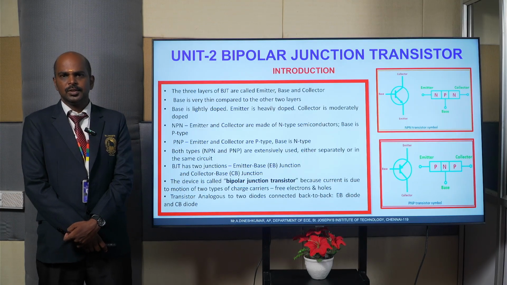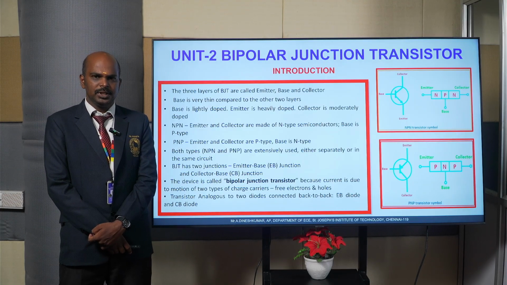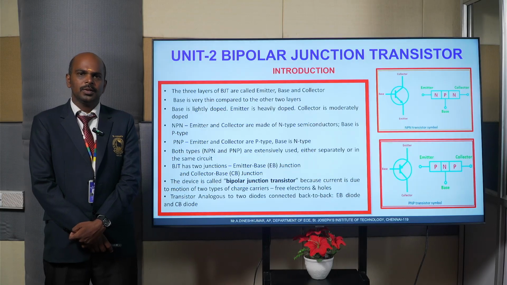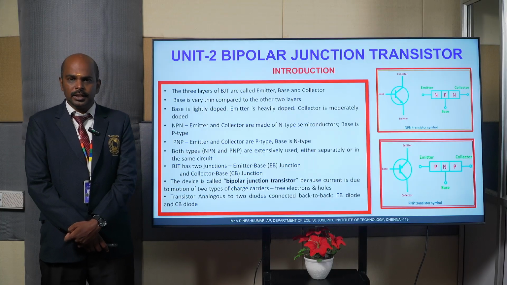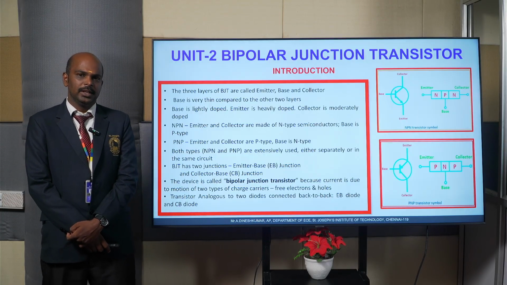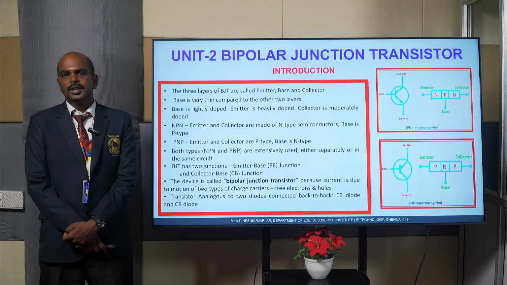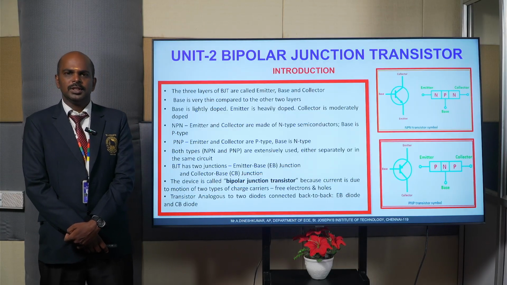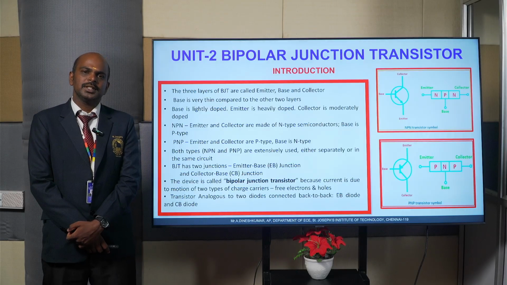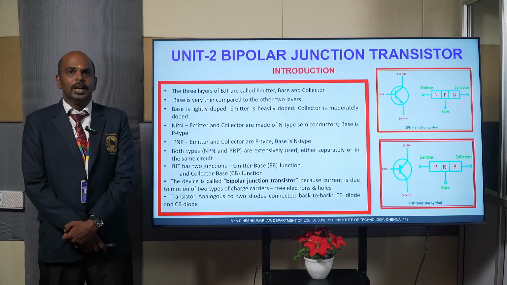Mainly for the application, already we said there are two applications. One is a switch. In the switch there are two controls, one is on and the other is off. The second application is that it acts as an amplifier. A transistor has three operating regions: one is the cutoff region, another is the active region, and another is the saturation region.